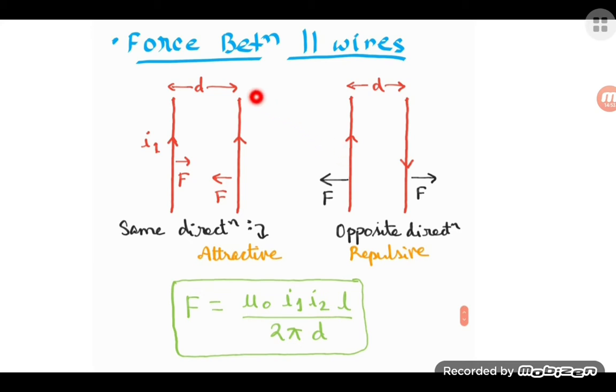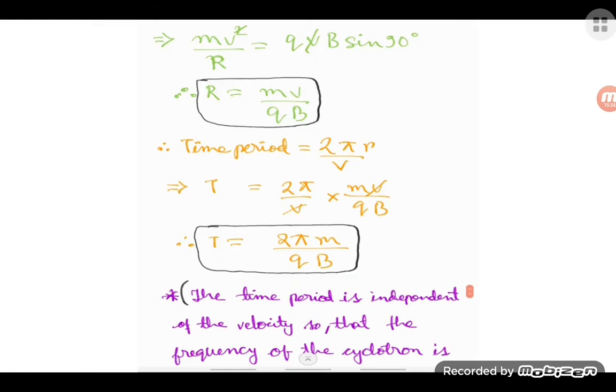Next is force between parallel wires. So two parallel wires are given, the distance between them is d and the length is given as L. So the force between them can be written as mu naught I1 into I2 into L upon 2 pi d. This formula needs to be remembered because direct questions in mains have come from it, as well as in advanced. So this formula of force is very important, that is mu naught I1 into I2 into L upon 2 pi d. I1 is the current of the first wire, I2 is the current of the second wire, L is the length and d is the distance between them.